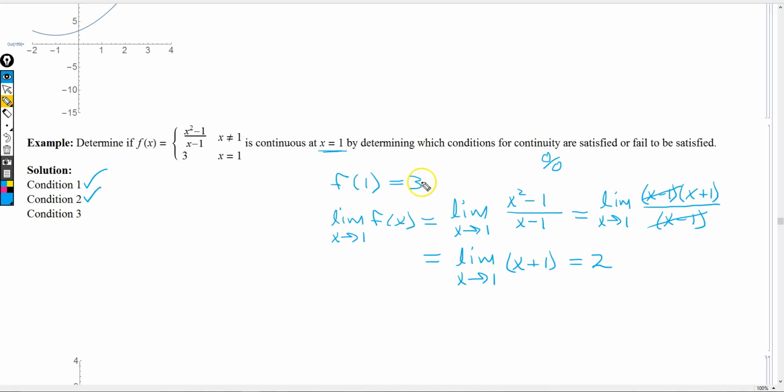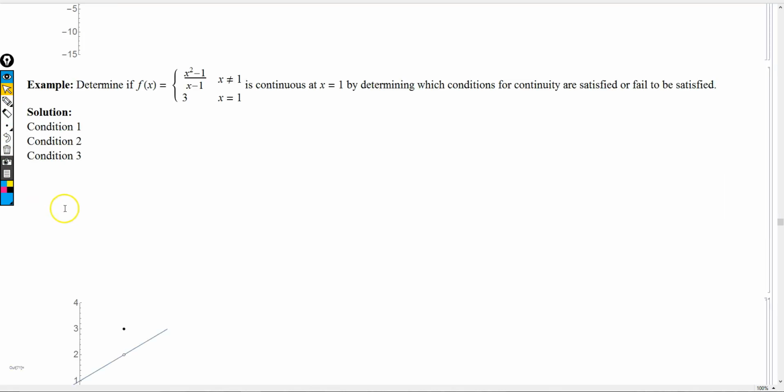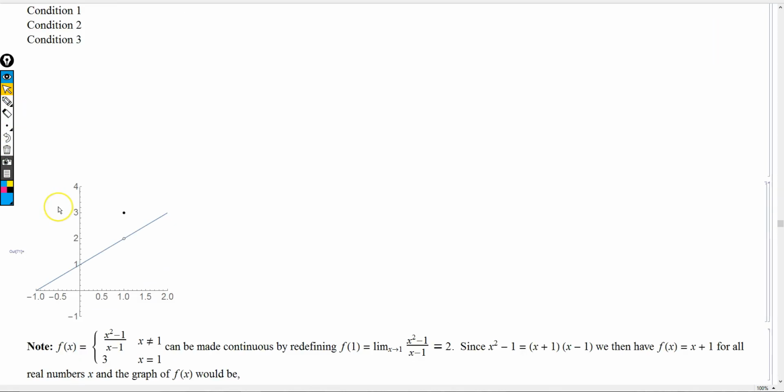However, we notice that the 3 does not equal the 2, right? And so condition 3 is not satisfied. So this function is not continuous at x equaling 1. It's almost continuous, but not quite. Let's take a look at its graph and see what's happening here. So here's what the graph of this function looks like.